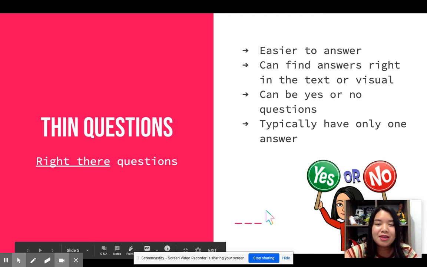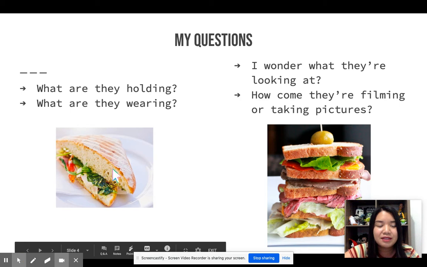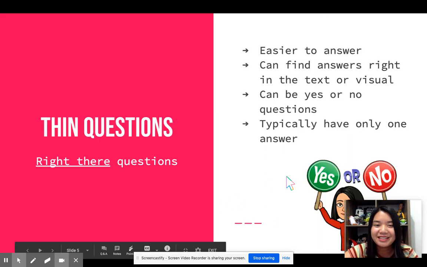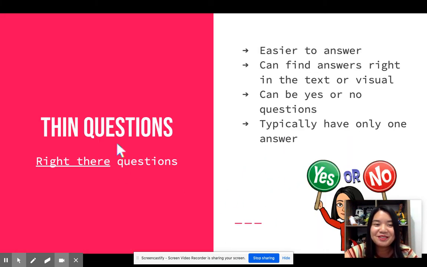So maybe you came up with this answer where it has something to do with the size of the sandwich, okay? And if you did, that's great because I did use that as a clue. So I have thin questions, right there questions. These are questions that are easier to answer. You can find the answers right in the text or visual. It could even be yes or no questions, and they typically only have one answer.